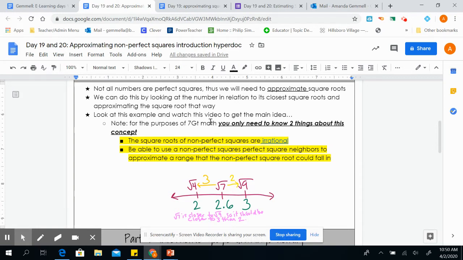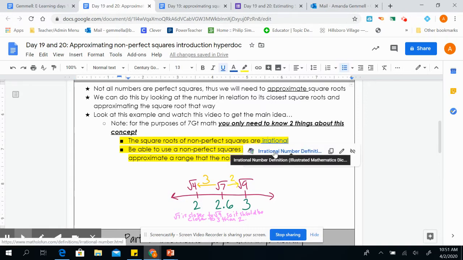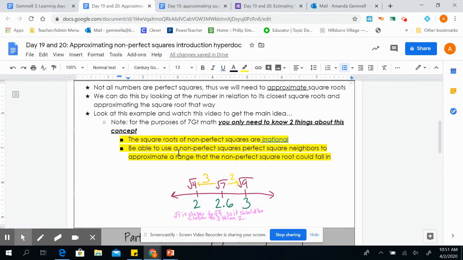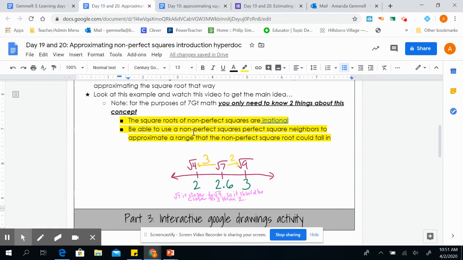Note, for the purposes of 7GT math, you only need to know 2 things about this concept. I highlighted these in yellow because these are your most important information. The square roots of non-perfect squares are irrational. If you need a refresher on what an irrational number is, you can click the word irrational and it will take you to a link that shows you what the word irrational means. Okay, you also need to be able to use a non-perfect square's perfect square neighbors to approximate a range that the non-perfect square root could fall in.